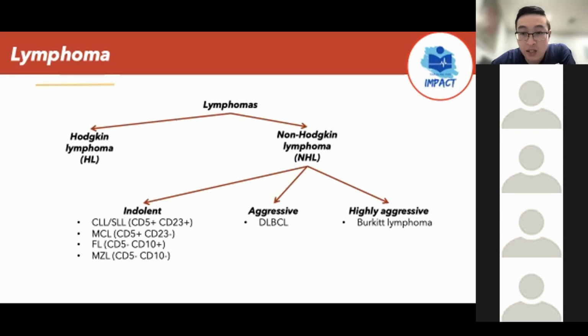So R stands for rituximab. C stands for cyclophosphamide, the same cyclophosphamide as in FCR. H, this doesn't really make sense, but stands for doxorubicin. So doxorubicin has a third name. Adriamycin is one name, doxorubicin is a second name, and the third name is hydroxydaunorubicin. So the H stands for doxorubicin.